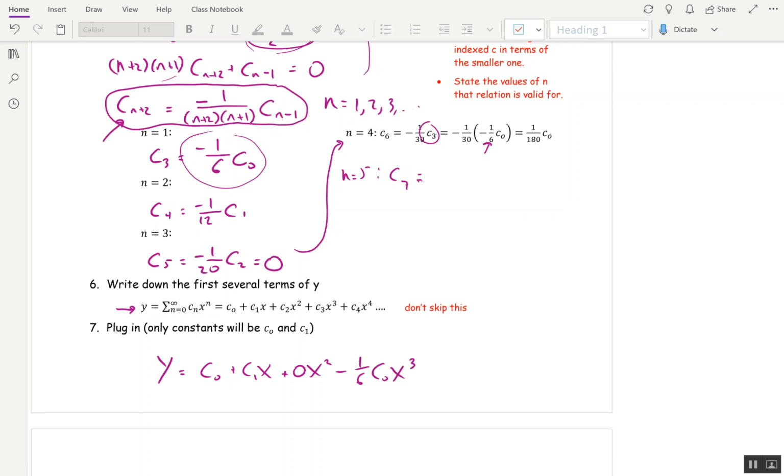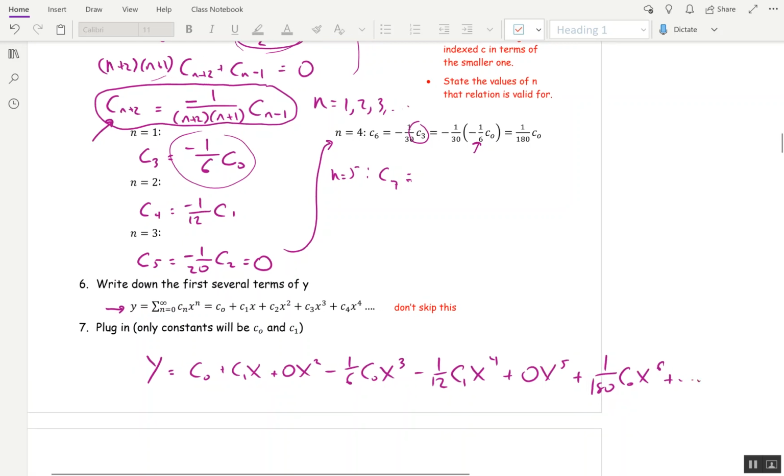Then I got my C4 x to the 4th. C4 is negative 1 twelfth C1, and that's x to the 4th. And then C5 is 0. And then if you wanted, you could do the next term, 1 over 180 C0 x to the 6, dot, dot, dot. We're only going up to the degree 5. All right, so now I've got an infinitely long polynomial, and the only two constants are C0 and C1, so I want to separate this out.